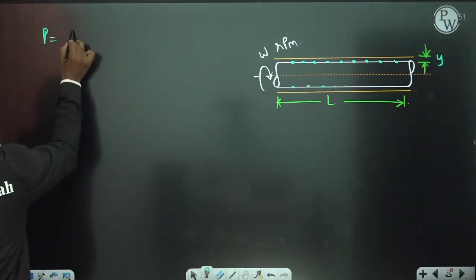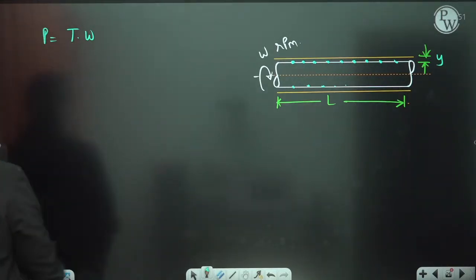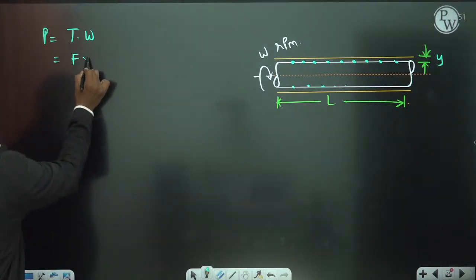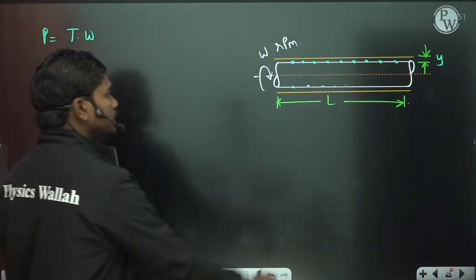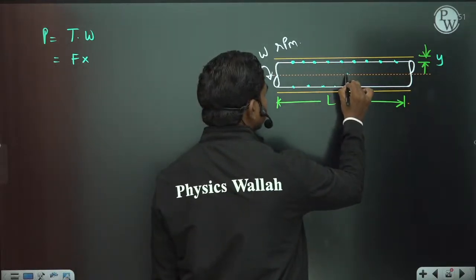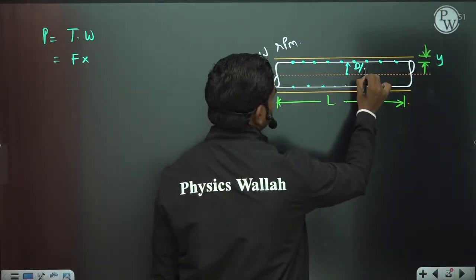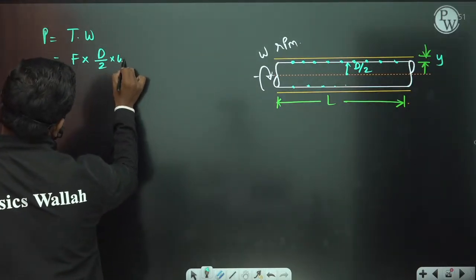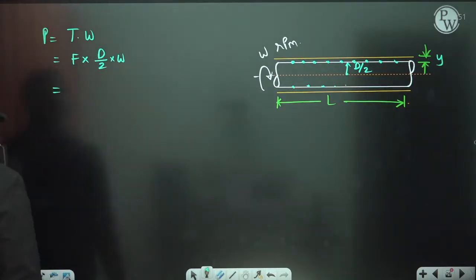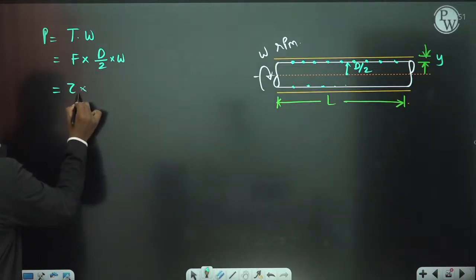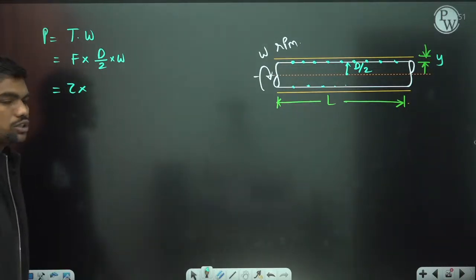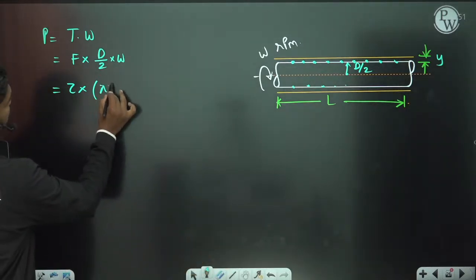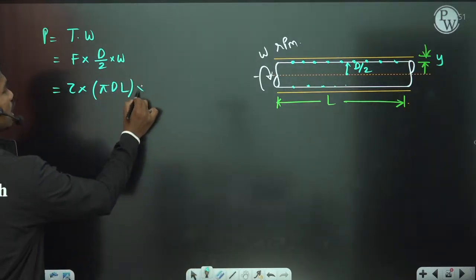Power is equal to torque into omega. So what is torque? Force acting on the shaft into radius. The radius is the same all over, so it is D by 2 at every given location. So it is D by 2 times omega. What about force? Force is nothing but shear stress into total area, because all these points are at the same radius. You need not go for the integration. You can directly solve this. Into area, pi D L is the total area of contact.